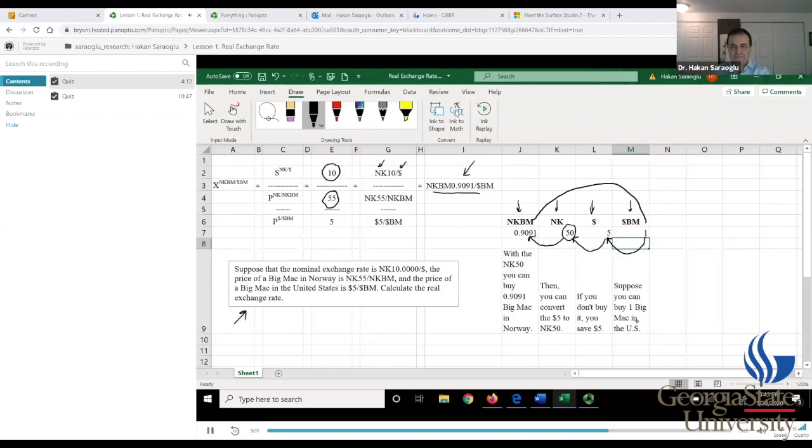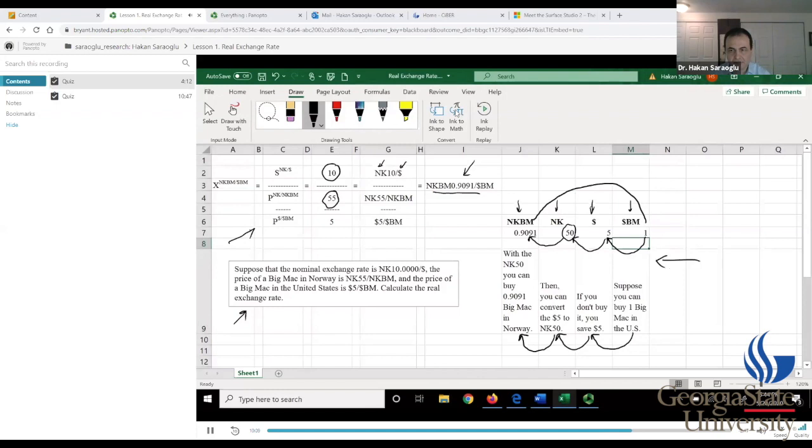Suppose you can buy 1 Big Mac in the US. If you don't buy it, you save $5. Then you can convert the $5 to 50 Norwegian krone. And then with that 50 Norwegian krone, you can buy only 0.9 Big Mac. So this allowed us to understand the concept of the real exchange rate with another example. And this also goes back to the point that to learn a piece of content, in this case a formula, a good way is to add your own piece of content to it, which is what we did.